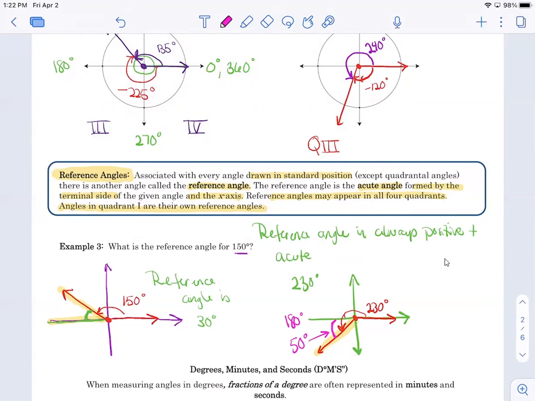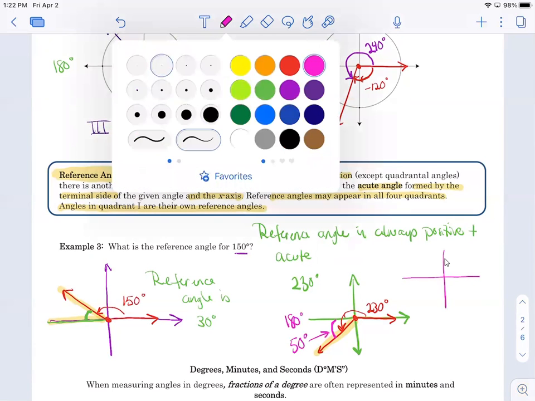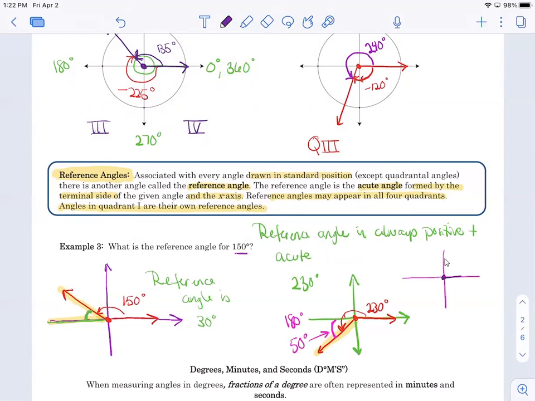The other piece it talks about is if you're in quadrant 1. So let's just make up an angle. I'm going to say this is 80 degrees. Well, your terminal side is here. And remember, to make your reference angle you connect your terminal side to the closest x-axis. It is what it is. So that's why they're saying that your reference angle in the first quadrant is what it is. So my reference angle here is just 80 degrees.